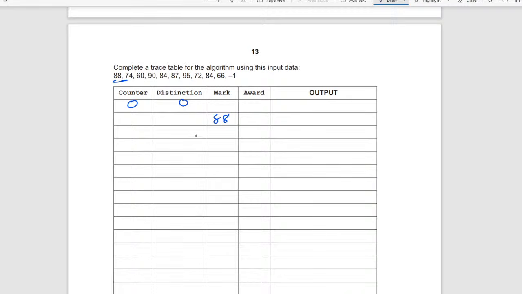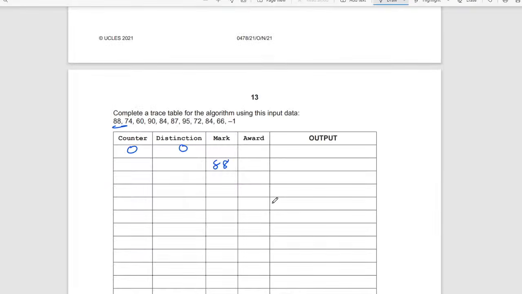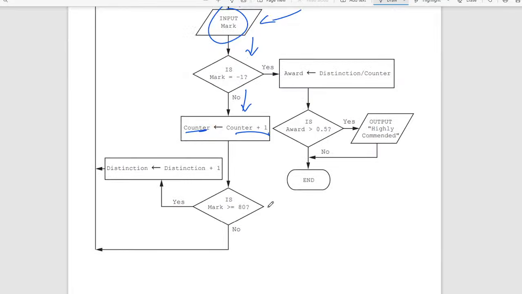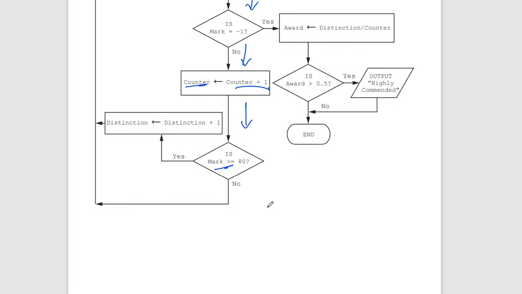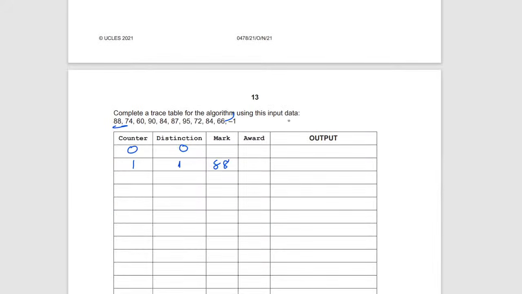So this is quite straightforward, isn't it? You just keep doing this again and again. Let's move on. We follow then the chart. Is the mark -1? No, it's not. So we go down. We do counter is counter plus 1. Counter was 0, so now it will be 1. Just keep following the steps. And then we go down. Is the mark greater than 80? What is our mark? Our mark was 88. Yes, it is greater than or equal to 80. So you go yes, and you go up here, distinction plus 1. So again, here it will be 1.